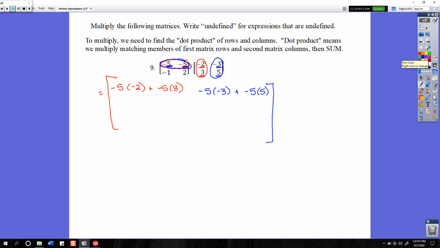Now, same thing for the bottom row. So bottom row, first column, first entry times first entry. So negative 1 times negative 2 plus second entry, 2 times 3. And lastly, bottom row, second column, first entry, first entry. So negative 1 times negative 3 plus second entry times second entry, 2 times 5.